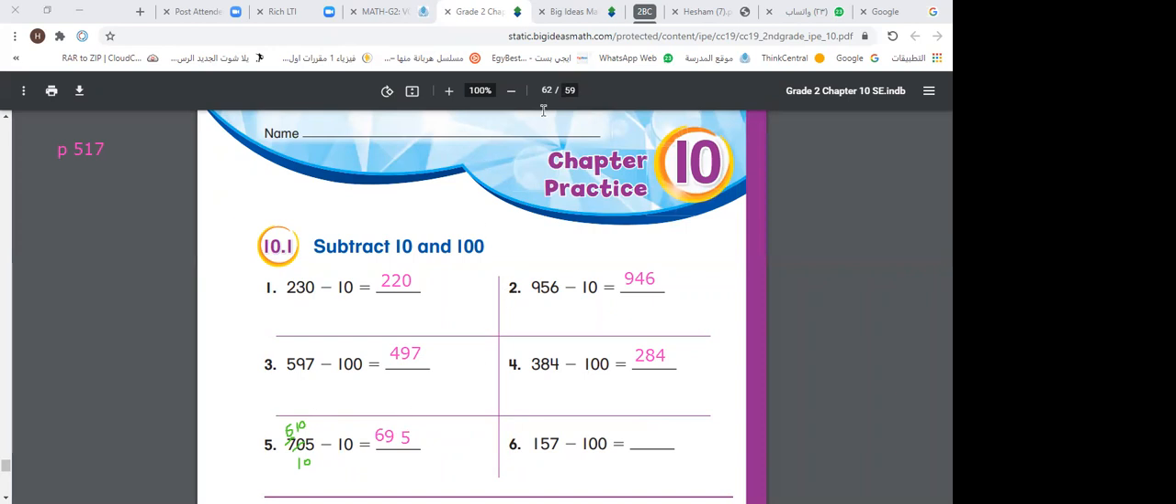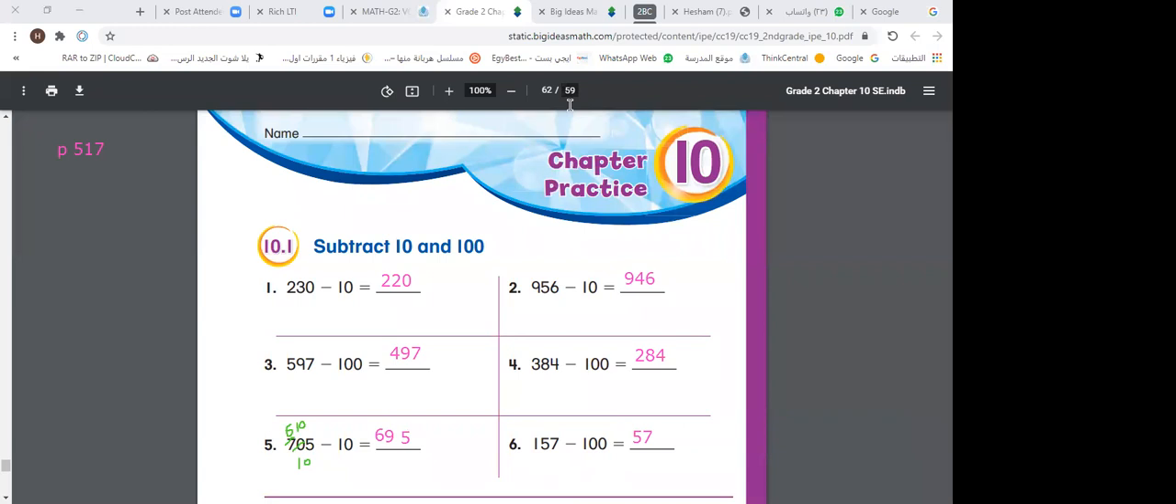Thank you. Bye. Now let's answer the next question. Grade 2. Qusay, how are you? Yes, Mr. Qusay, can you get 157 minus 100? 7 minus 0 equals 7. Very good. And 5 minus 0 equals 5. Excellent. 1 minus 1 equals 0, but there's no need to write 0 here. So we can cancel the 0. So the answer equals 57. Yes, 57. Thank you. Bye.